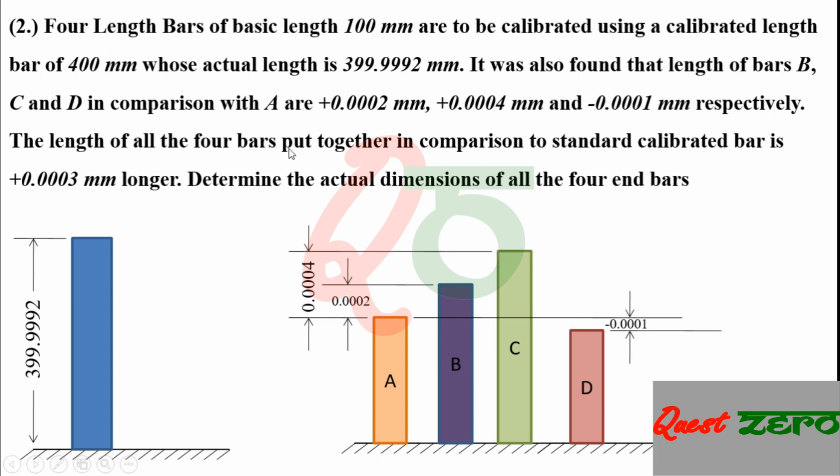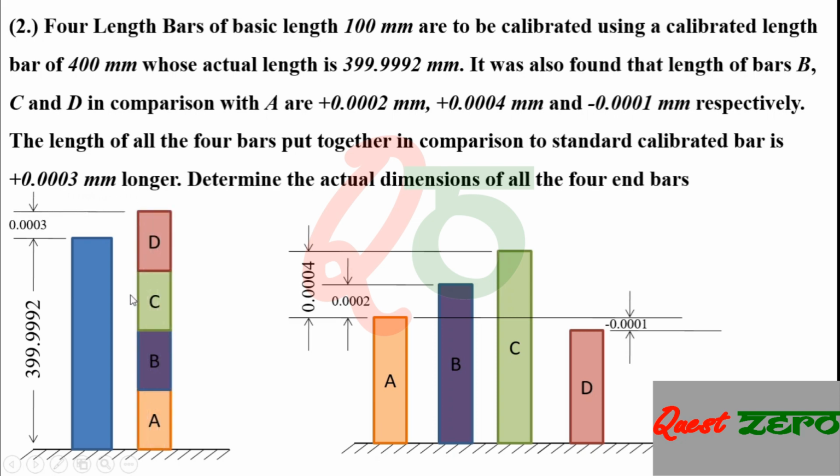Now the length of the 4 bars put together, A, B, C and D, when they are rung together and compared with the standard calibrated bar, which is the actual length bar 399.99992, is 0.0003 mm longer. So I will represent it in the diagram, 0.0003 mm longer. Determine the actual dimensions of all the 4 end bars. Now once you have the diagram ready, you can easily calculate.